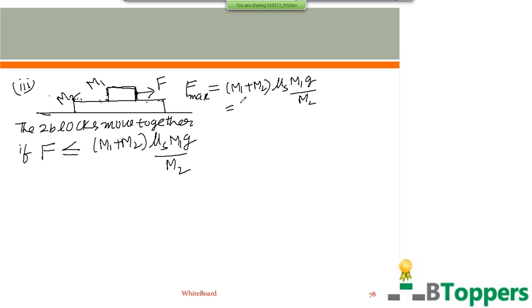Here M1 is 1 kg, M2 is 2 kg. So M1 plus M2 will be 1 plus 2 kg. Mu s equal to 0.3, g equal to 10 meter per second square. So that will be nine by two, or 4.5 newtons. That means the two blocks move together with the same magnitude of acceleration in the same direction if the horizontal force applied on the upper block is less than or equal to 4.5 newton.